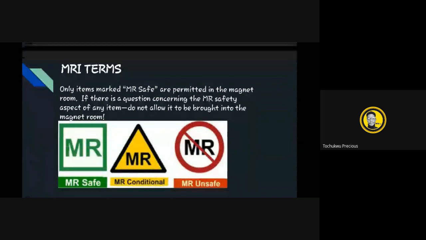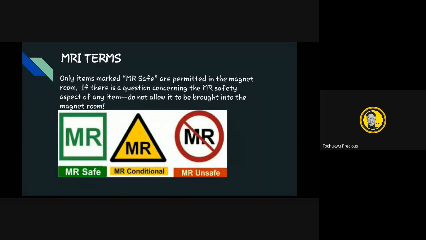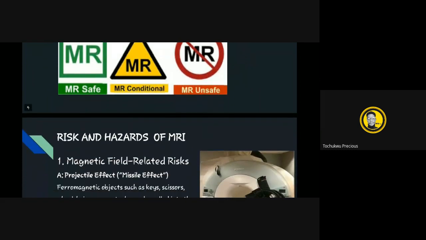So only items that are marked MRI safe are permitted in the magnetic field. If there's any question that concerns the safety of any item, do not allow it into the magnetic field until you have fully verified that it is safe, considering all specifications of your machine.